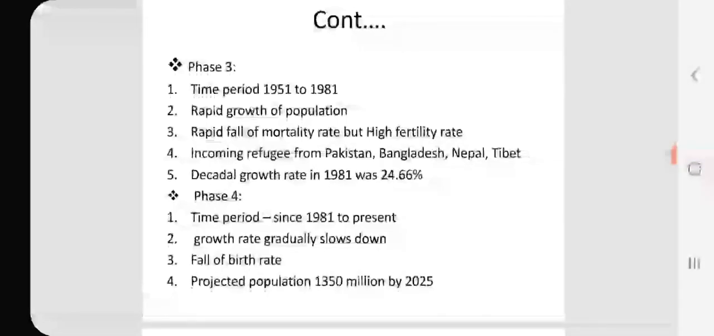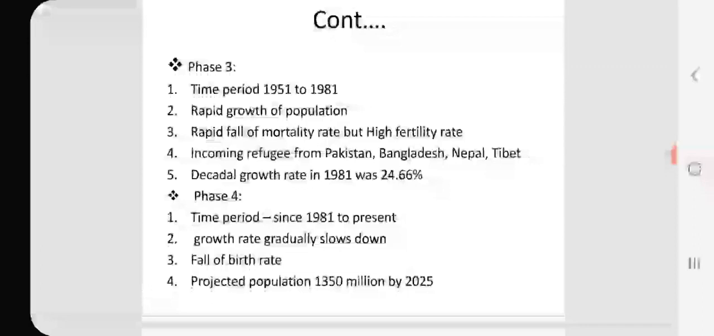Next phase is phase 3. The time period of phase 3 was 1951 to 1981. In that phase, we can see the rapid growth of population. This time period shows the rapid fall of mortality rate, but the fertility rate was still high. And with this, the incoming of refugees from Pakistan, Bangladesh, Nepal, Tibet also causes the rapid growth of population.